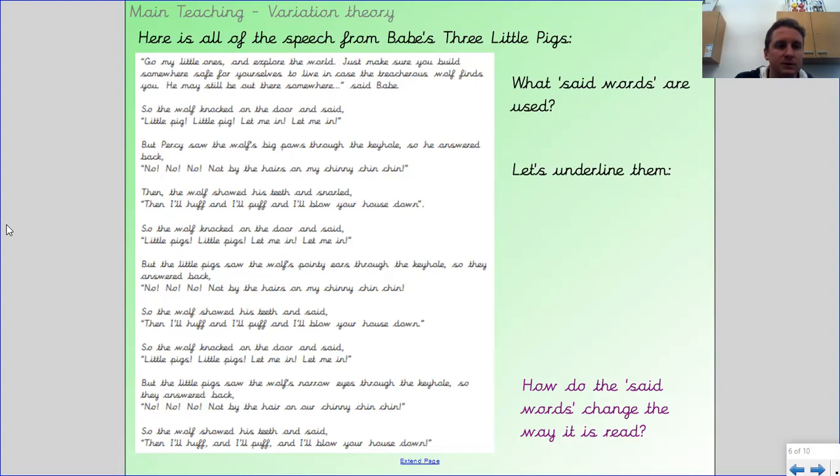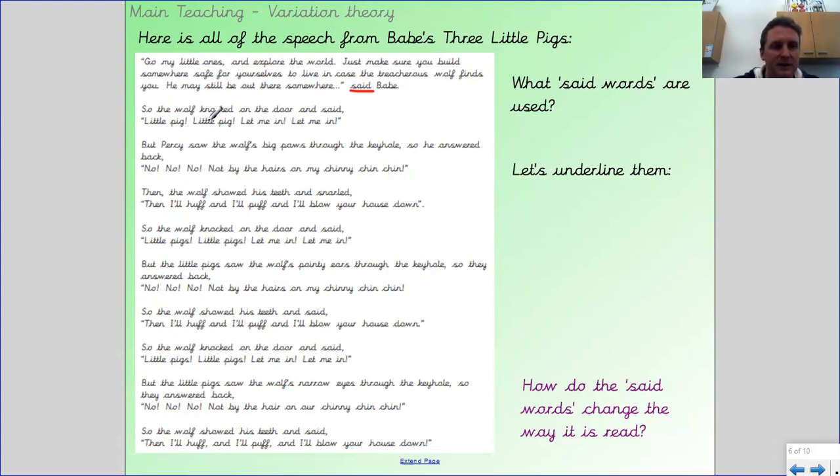So for example, I'm just going to get my pen and I'll underline. I'm just going to start from the top. Go, my little ones, and explore the world. Just make sure you build somewhere safe for yourselves to live in case the treacherous wolf finds you. He may still be out there somewhere, said Babe. All right, so that was an easy one because it actually is the word said, but just be careful.